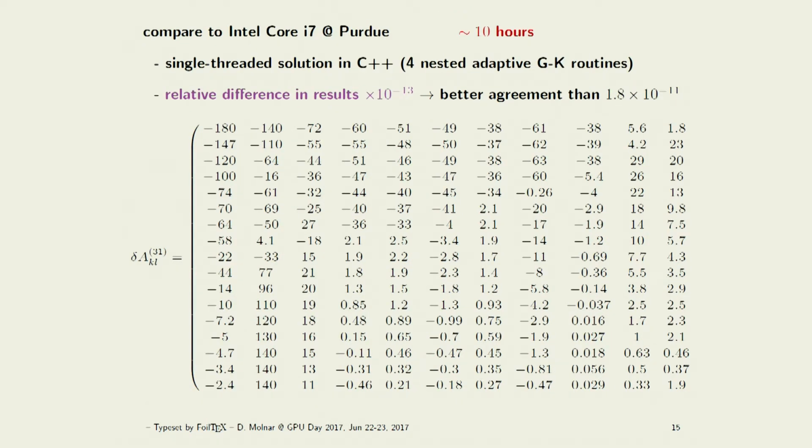And you can compare this to a single-threaded calculation, which took 10 hours, so 20 times more, at Purdue back on the Core i7. This is in C++, the four-nested adaptive Gauss-Kronrod. The relative difference in the results is what is plotted: the difference is this number times 10 to the minus 13. So you see the worst number is this minus 180, which is a relative difference between the two calculations of 1.8 times 10 to the minus 11. So that means the accuracy is really reached, that's what we wanted.